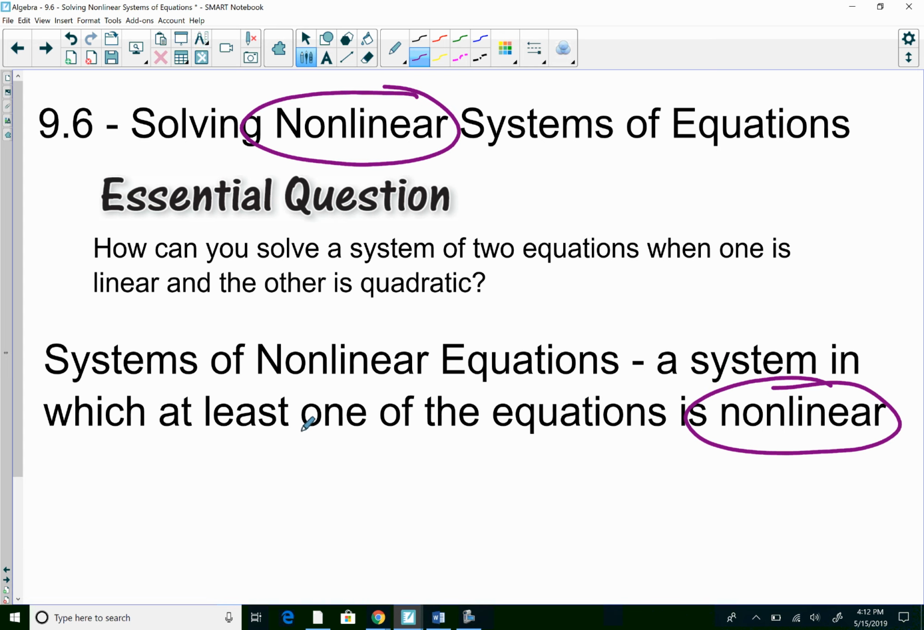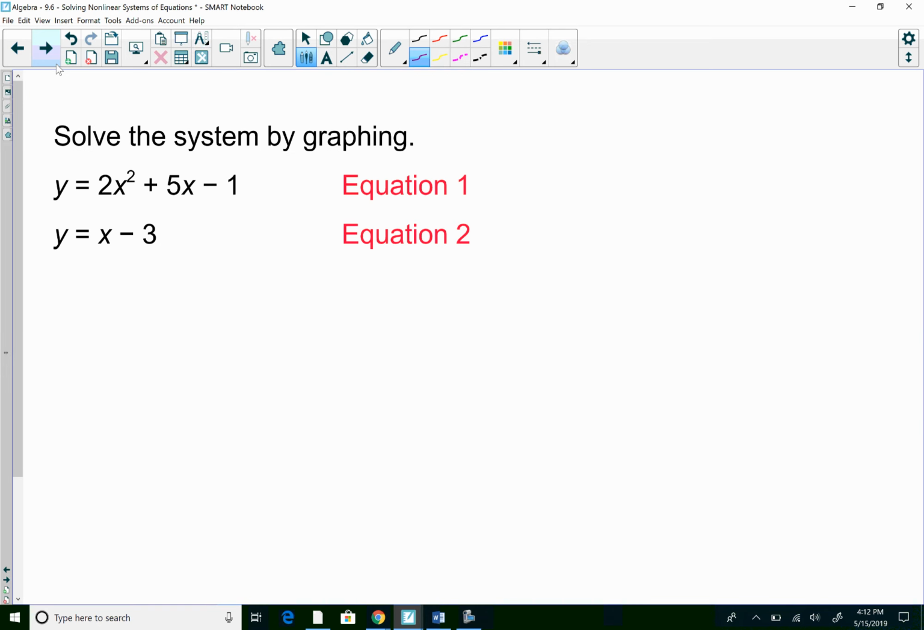So the first thing I want you guys to know is, if you look at this next example here, it says solve the system by graphing. If you want to use Desmos to help you graph these, go ahead and do that. I'm totally okay with using Desmos for now. Just make sure that you understand how to graph quadratics. That's a really big concept, okay?